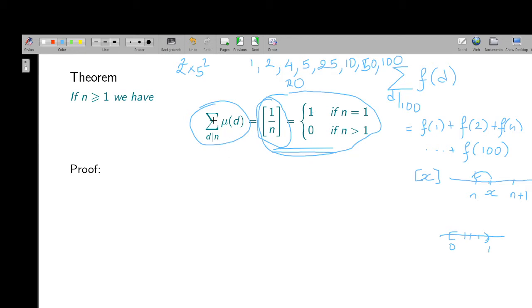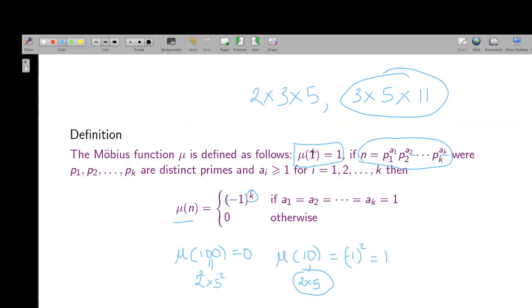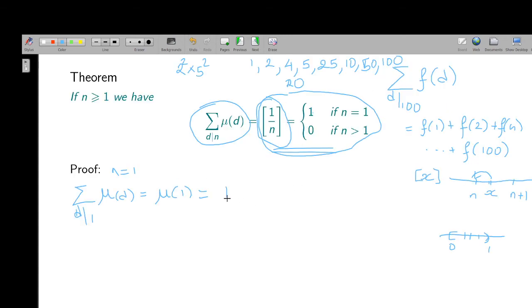We are going to prove that summation d divides n mu of d is 1 if n is equal to 1 and 0 otherwise. It's a very simple proof. There is nothing difficult in it. So basically what we need to know is, if n is 1, what are the divisors of 1? Obviously the only divisor of 1 is 1 itself. So summation d divides 1 mu of d will only be mu of 1, and by definition we know that mu of 1 is 1 itself, so this will give us 1.